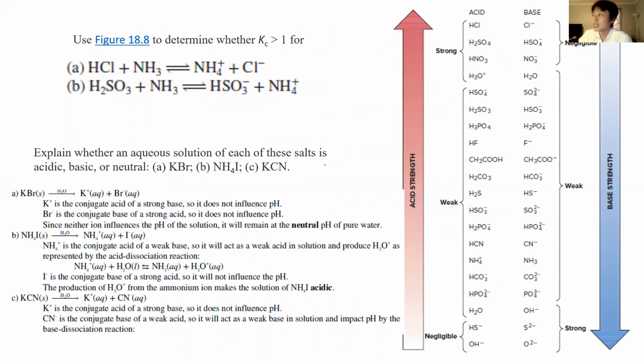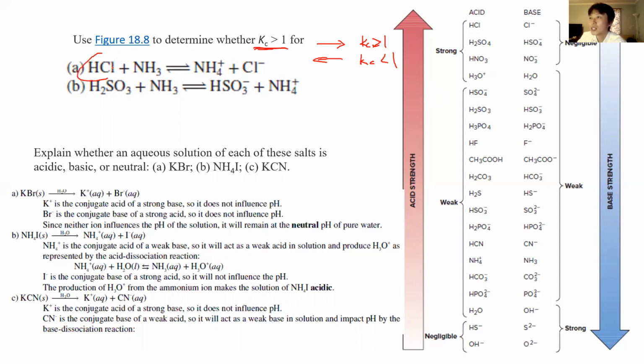In this slide, you have two example problems. The first is to determine whether the Kc is greater than 1 for these two reactions. These reactions are between an acid and a base, not necessarily weak. Again, the rule is: if a reaction prefers the right, Kc is going to be greater than 1. If it prefers the left, Kc is going to be less than 1. So let's find their positions in the table and compare their strengths.